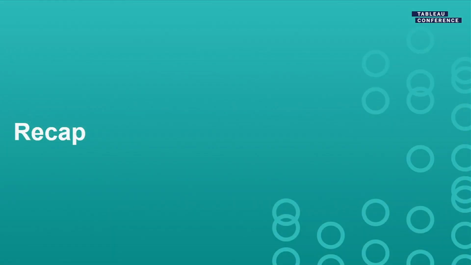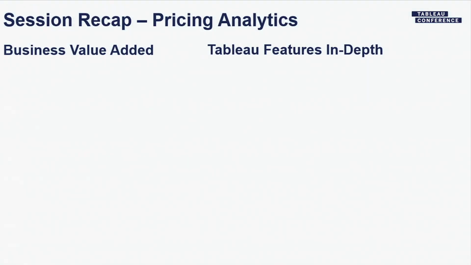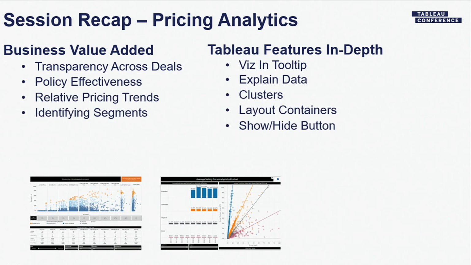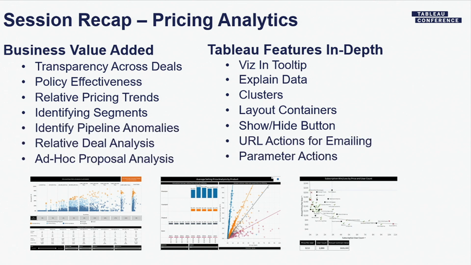So we covered a lot today in just a short amount of time. Just to recap, we looked at 3 different dashboards, right? We looked at that discounting policy analysis. We looked at the relative pricing of different product categories. And we just looked at that what-if proposal analysis, comparing potential deals to your wins and your losses. And we covered 7 different things you can do in Tableau, some of which are brand new features that came out this year. Others are oldies but goodies.